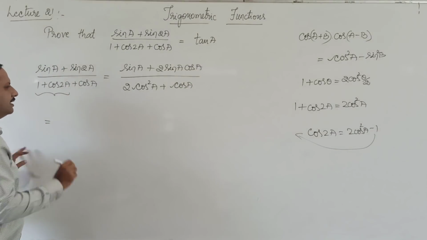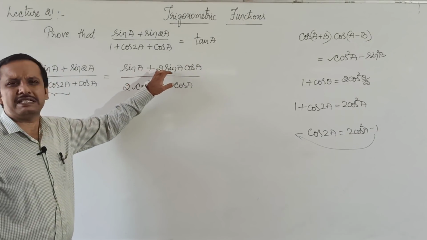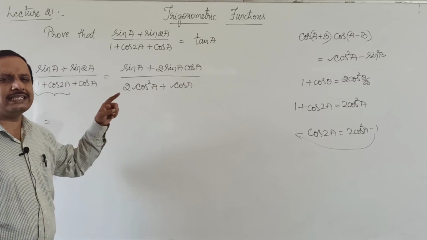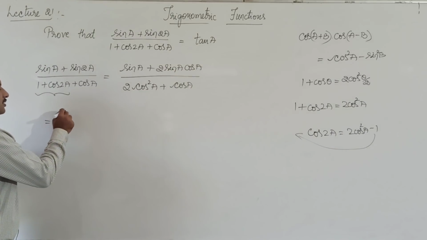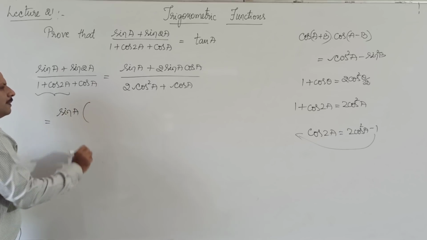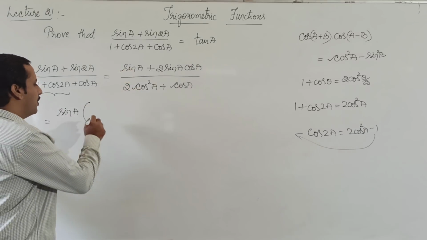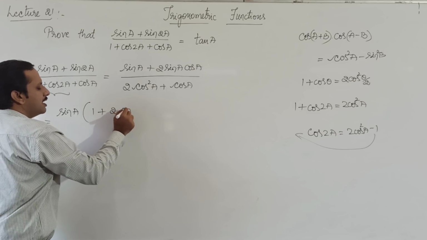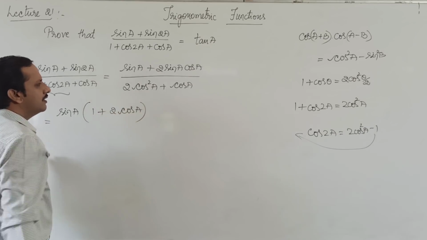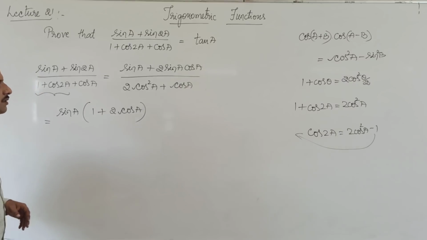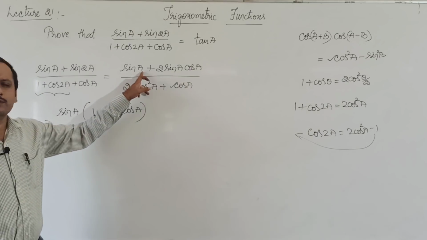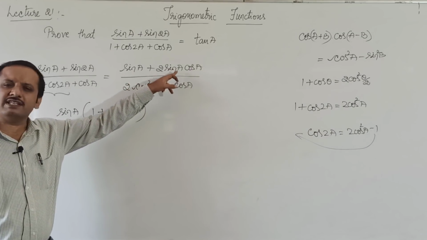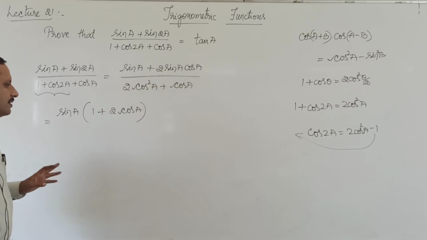Then in the numerator, here you have sin a plus 2 sin a cos a. I will take sin a as a common factor. Sin a I will take common. Then what will remain here? 1 plus what will remain here? 2 cos a will remain. Right? I have taken sin a as common. Then here 1 will remain, and here since I have taken sin a out, 2 cos a will remain.